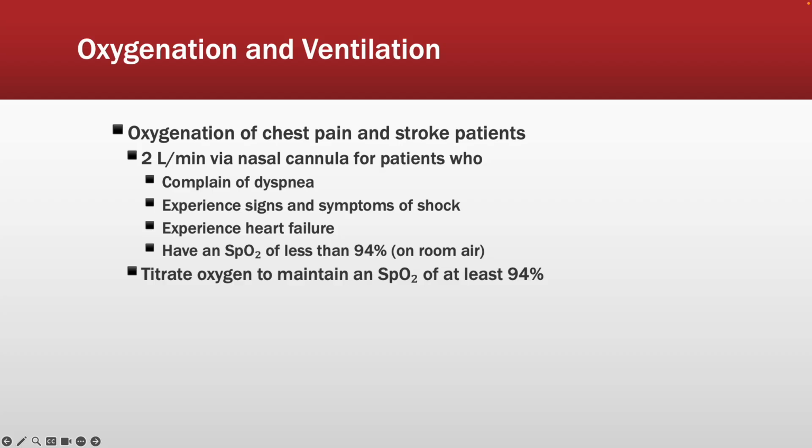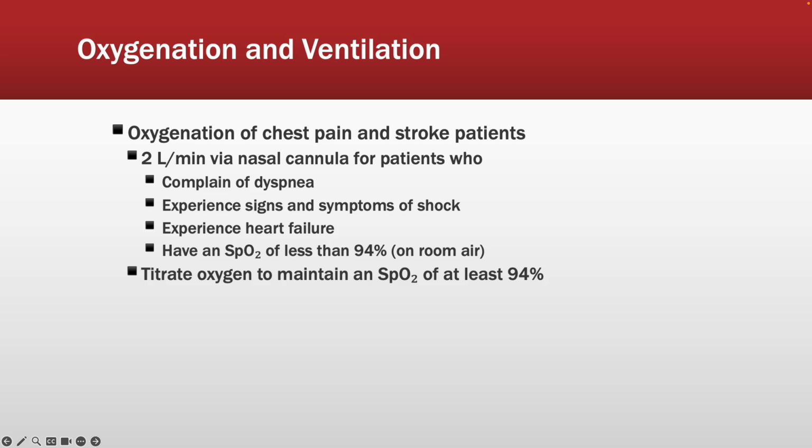Oxygenation of chest pain and stroke patients. If you need to do it, like I said, we're going to start out at 2 liters per minute nasal cannula for anybody who complains of shortness of breath, even if they don't look like they're having signs of shortness of breath. If they say, hey, I can't breathe, we're putting them on oxygen. Or if they're experiencing signs and symptoms of shock, they're getting oxygen. If they are experiencing heart failure or have an SpO2 of less than 94% on room air, these patients are getting at least a nasal cannula, and we'll titrate the oxygen to maintain an SpO2 of at least 94%.